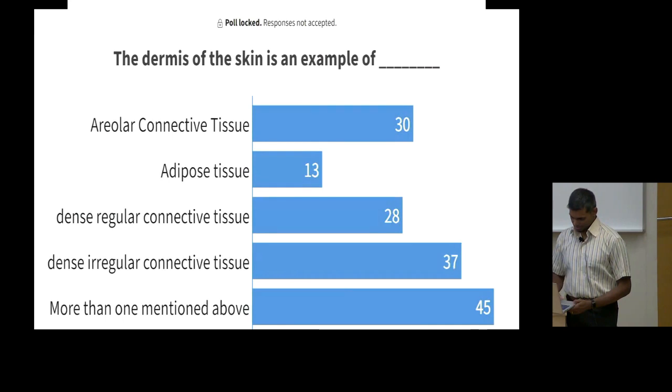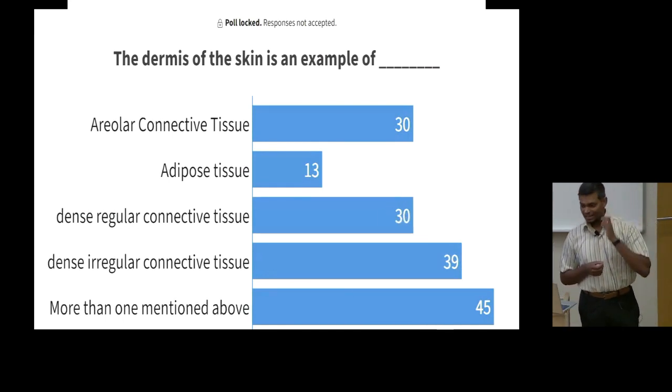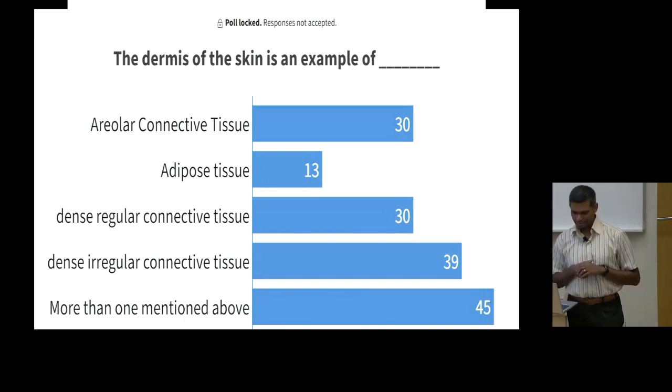Alright. Okay, most of you said more than one of the answers is correct. And you are right. The reason being that we will talk about the dermis later in today's lecture. And there are two parts to the dermis. You have an upper layer which contains the areolar connective tissue and the lower layer which contains the dense irregular connective tissue. But then the right answer is not adipose tissue because the adipose tissue will be found below the dermis in the hypodermis, right? So that's something you want to keep in mind, and we'll talk about this later in today's lecture.